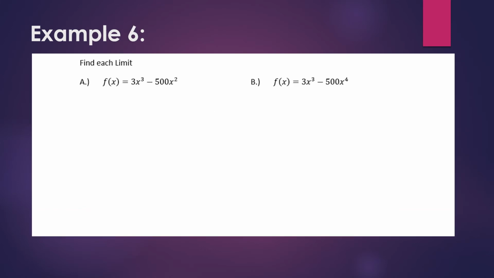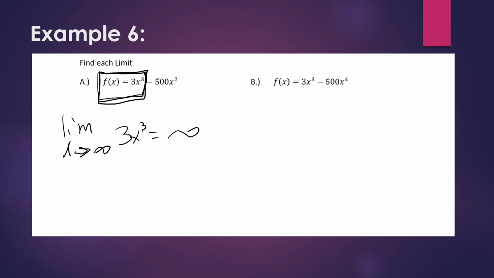Well, here in example 6, it looks like we lost our limit, but I'm going to guess that this is the limit as x approaches infinity. So if I take a look at a, the largest term here is my 3x cubed. So the limit as x approaches infinity of 3x cubed, well, that's going to be positive infinity. 3 is positive, and a large number cubed is also positive. So this will be positive times a positive, which is positive.